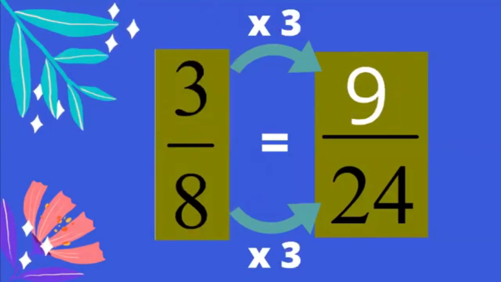The next fraction is 3 over 8. Let's change the denominator into 24. 8 times what number is 24? It turns out that 8 times 3 is 24. So since we multiply the denominator by 3, we must also multiply the numerator by 3. 3 times 3 is 9. So 3 over 8 is the same as 9 over 24.